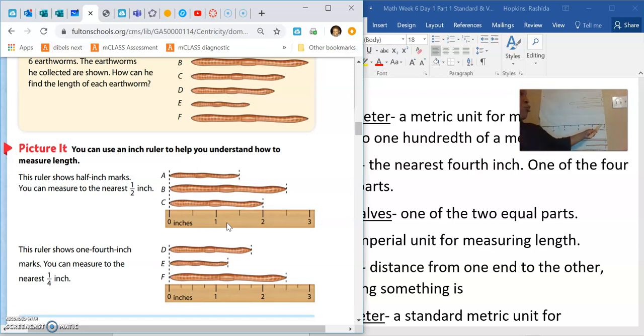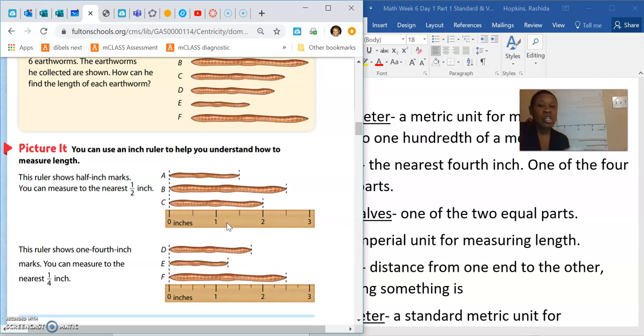Between each one of these inches, boys and girls, I have a half mark, which is half of an inch. So after the whole inch, 1, the next half mark I would state as 1.5 inches. My next point will be 2 inches. If I were to keep going, I would be at 2.5 inches. So you're reading whole and then half at a half point.